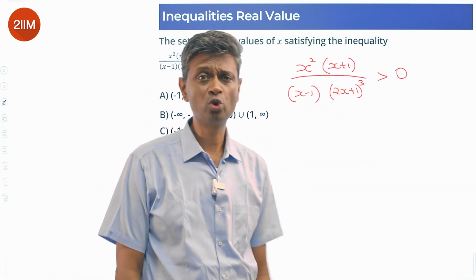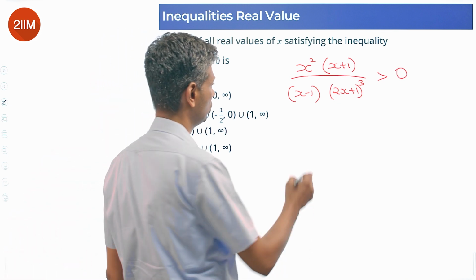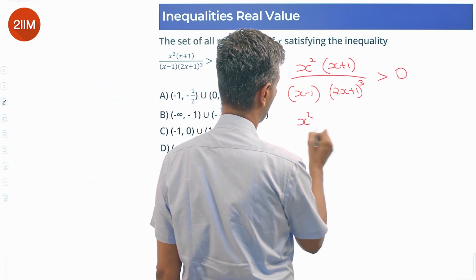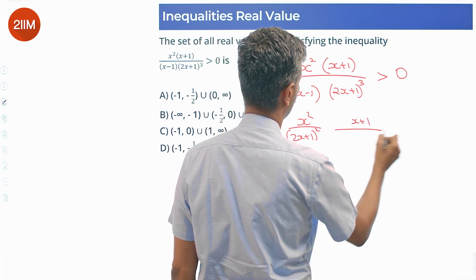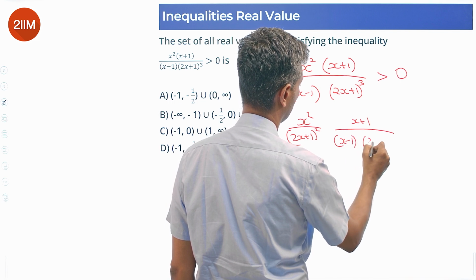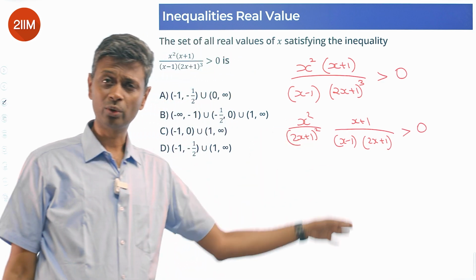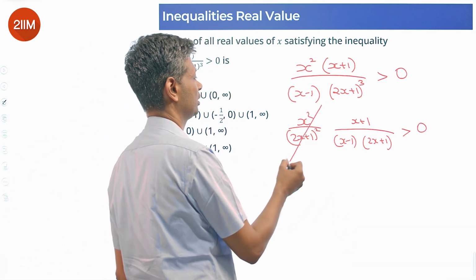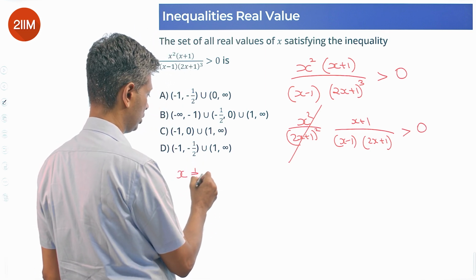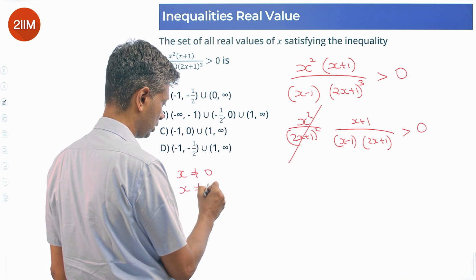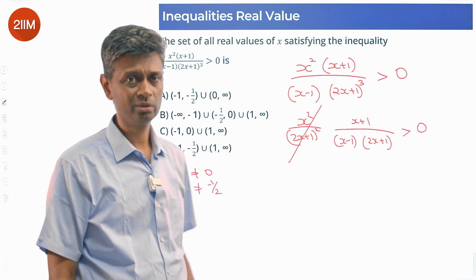Likewise, 2x plus 1 whole square is always positive, greater than or equal to 0. So I can imagine this as x square by 2x plus 1 whole square into x plus 1 by x minus 1 into 2x plus 1 greater than 0. This part is greater than or equal to 0. So remove this completely, bearing in mind that x cannot be 0, x cannot be minus half.